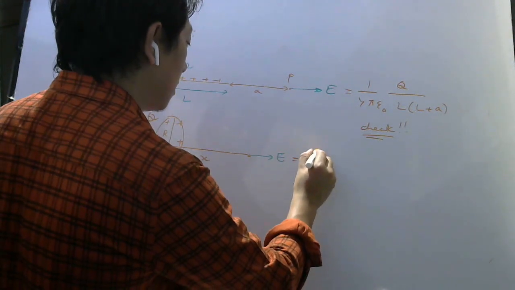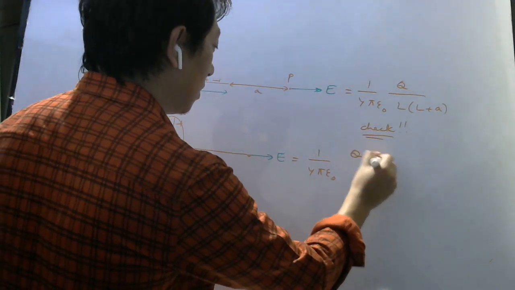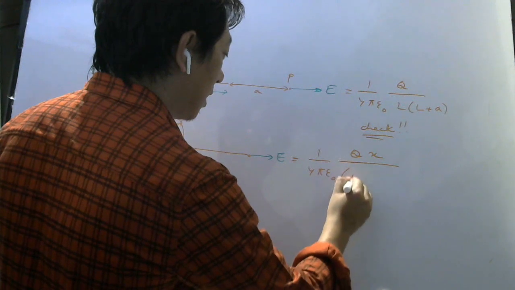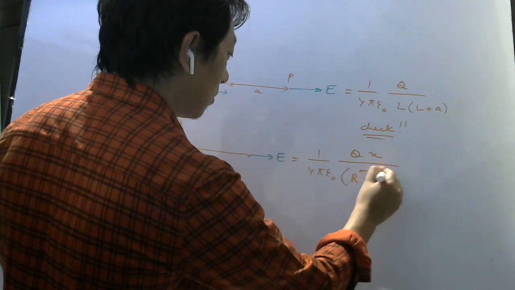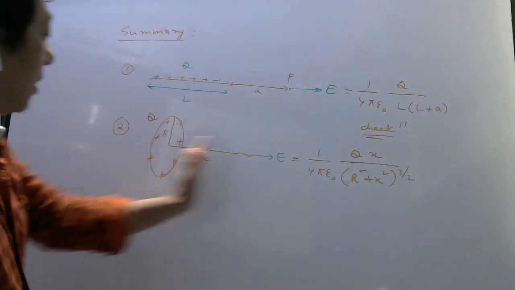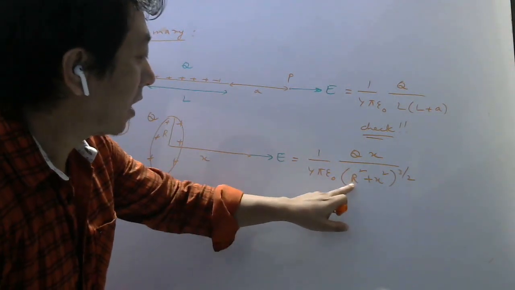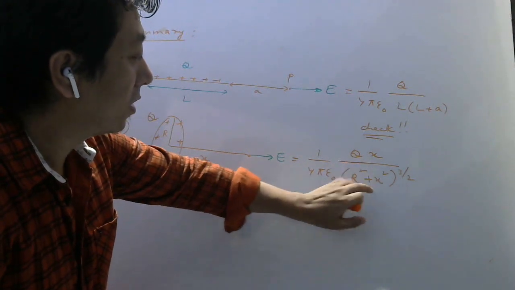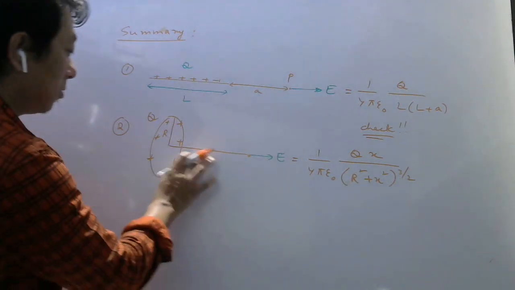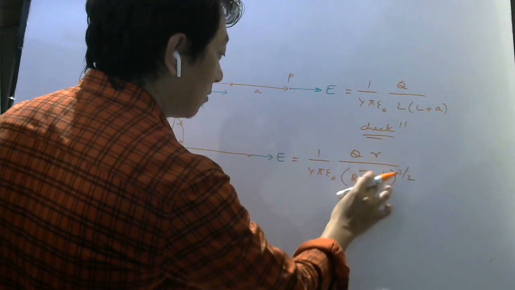It was 1 by 4 pi epsilon naught qx by (r square plus x square) power 3 by 2. Then I told you, if you go very far, x will be very large. If x is very large, r square can be removed. Then (x square) power 3 by 2 will be x cube. I think I took r that time, no? R here. So then this will be r, this will be r.